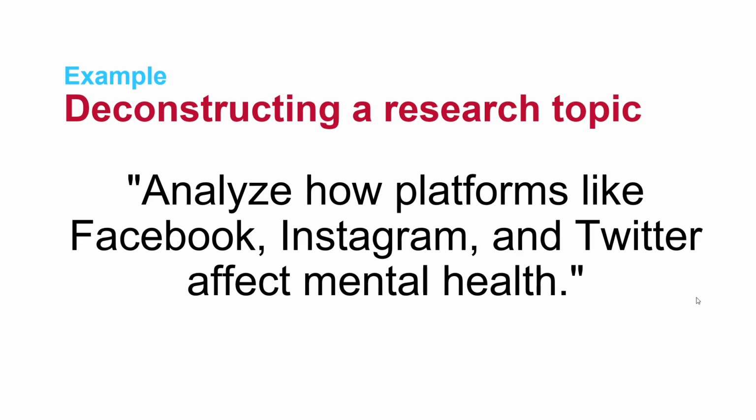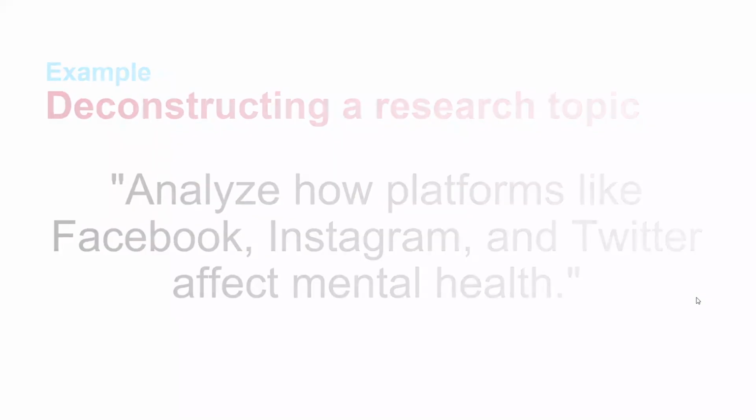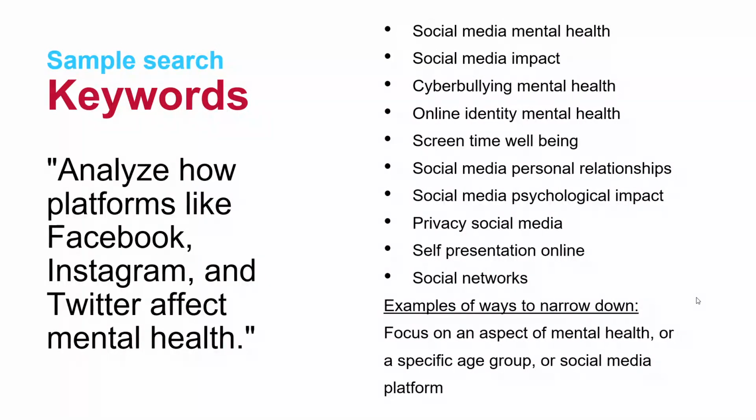So for example, if your topic is how to analyze how platforms like Facebook, Instagram, and Twitter affect mental health, you can deconstruct this research topic into searchable keywords in search queries. On this slide is just an example of how I have broken that down into different search queries that you can try. This is definitely not a comprehensive list, and it really depends upon what you're interested in finding. And it can also depend upon what information you're finding when you're doing your research, because that can guide how you do your research and what you look into with your research.